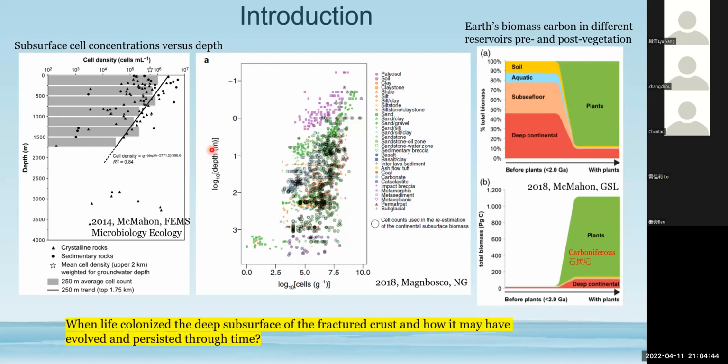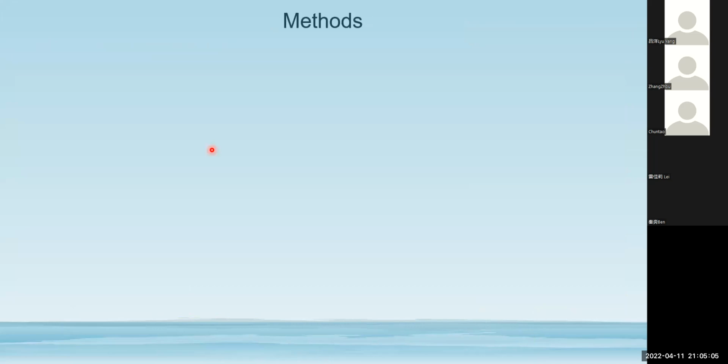For example, when life colonized the deep biosphere and the fractured crust, and how microbial life may evolve in the deep earth and persist through time, we know little about that. So for this paper, I'm going to talk about the method.